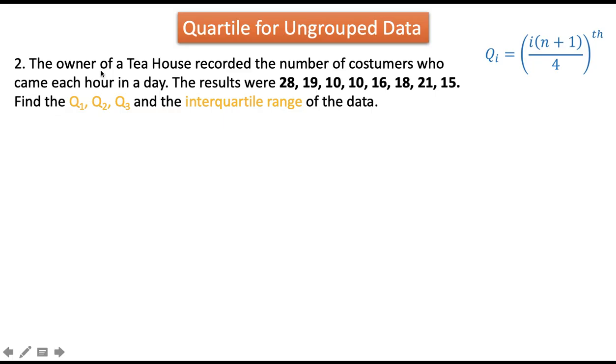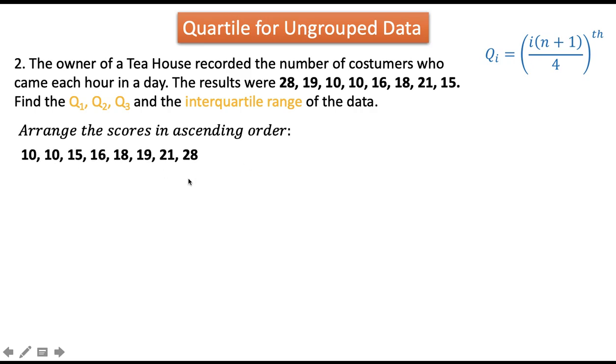In our given number 2, the owner of a tea house recorded the number of customers who came each hour in a day. The results were 28, 19, 10, 10, 16, 18, 21, 15. Find the quartile 1, 2, 3 and the interquartile range. So same process. Step 1 is arrange the scores in ascending order. Then count the number of data, and that is 8.